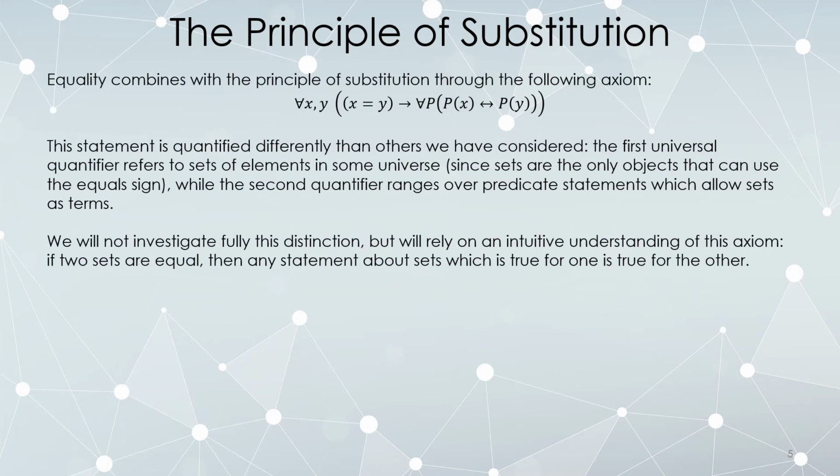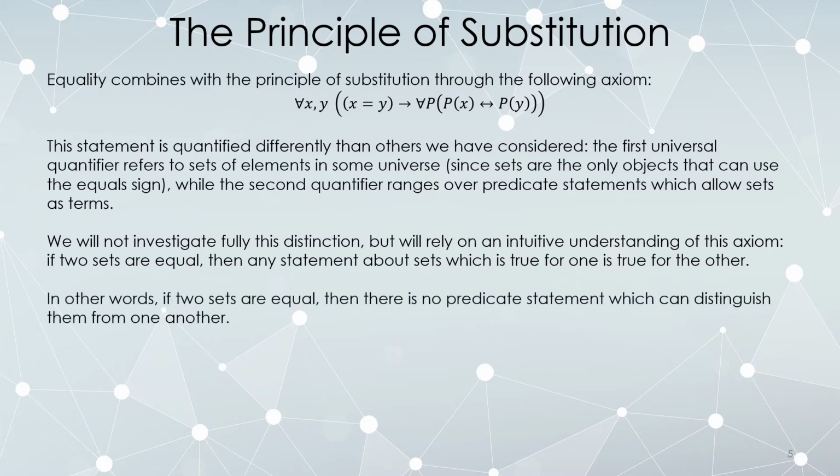So what's the big deal about having two different quantifiers that go over different things? We're not really going to go through this distinction, okay? We're really just going to rely on this axiom intuitively. It seems pretty obvious: if two sets are equal, then anything I say about one of them, I can say about the other. We're just taking it as an axiom that if I can form a true statement about a set, and it's equal to another set, then that statement is still true regarding the other one. So there is no way to tell apart two sets if they are equal.